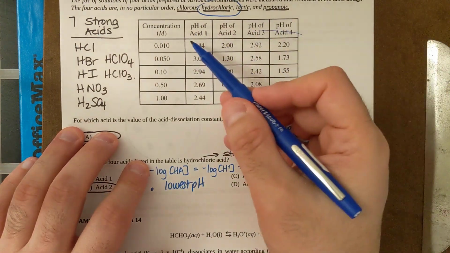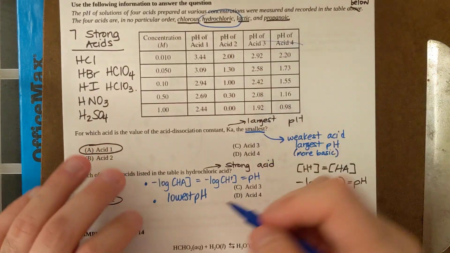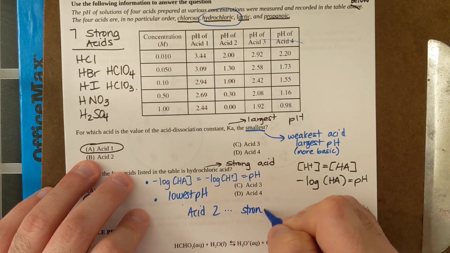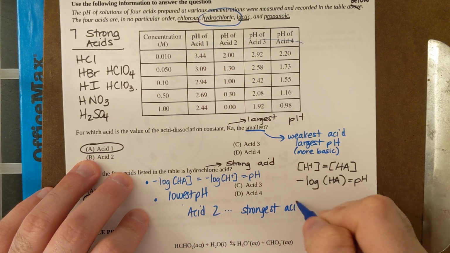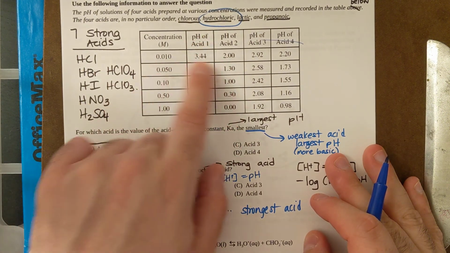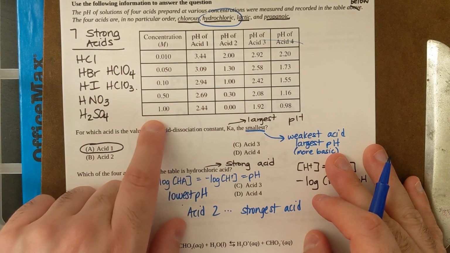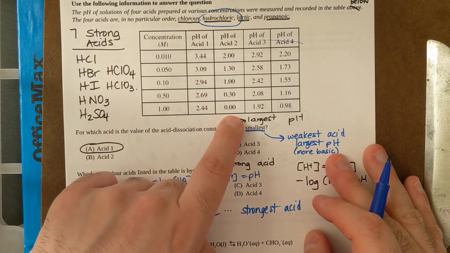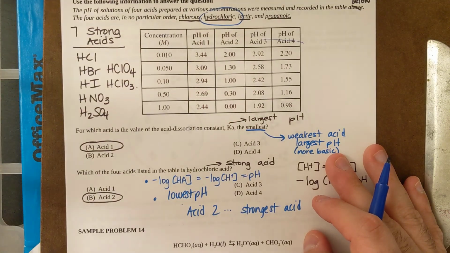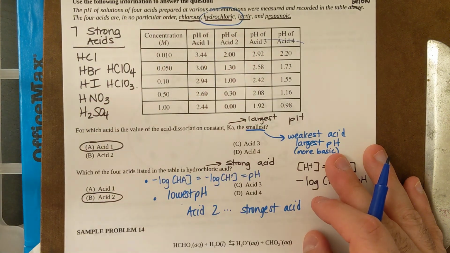Well, just looking over here, acid 2 has the lowest pH. So it's got to be my strongest acid. Acid 2 is definitely my strongest acid. And HCl is one of the strong acids. And if I take the negative log of 0.01, I'm going to get 2. If I take the negative log of 0.1, I'm going to get 1. If I take the negative log of 1, I get 0. So acid 2 is definitely hydrochloric acid because it's a strong acid. The negative log of the concentration directly equals pH.